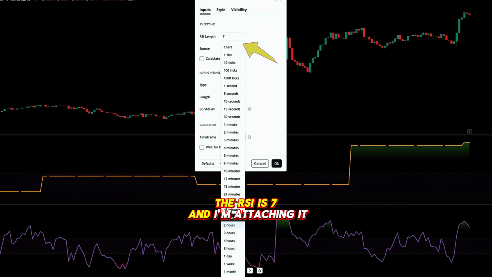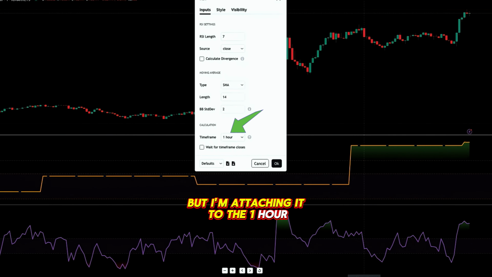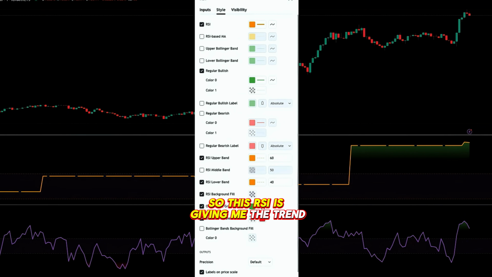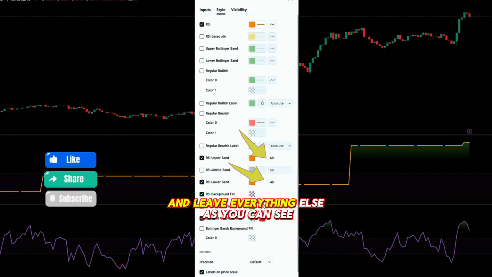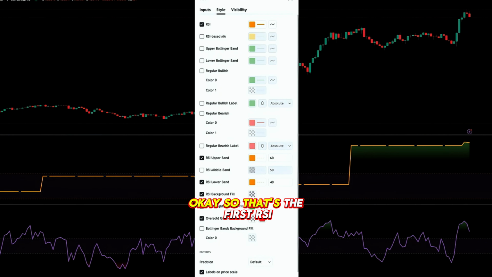Now, if I come into the settings of the first one, the settings of the RSI is 7, and I'm attaching it not to the chart, but I'm attaching it to the 1 hour time frame. So this RSI is giving me the trend of the 1 hour time frame. And what I want you to do is leave RSI ticked. This is the orange line that you can see. You don't need that ticked. You do need the upper band, you do need the lower band, and set the settings to 60 and 40 and leave everything else as you can see there. Okay, so that's the first RSI.